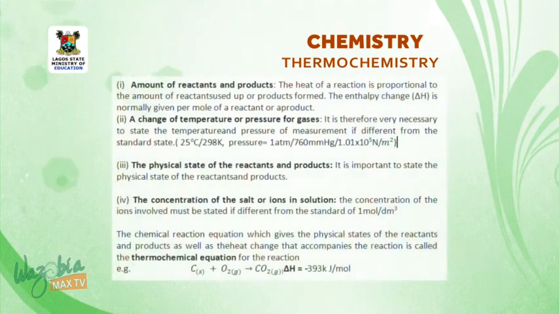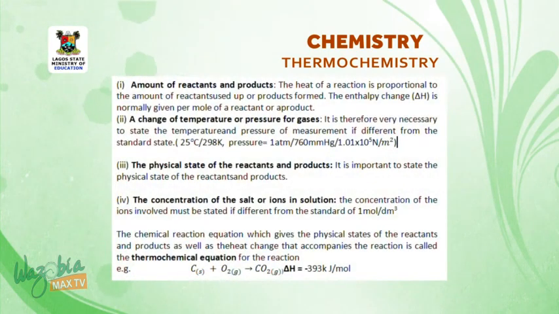1. Amount of reactants and product. Here, the heat of a reaction is proportional to the amount of reactants used up or products formed. The enthalpy change is normally given per mole of a reactant or a product. 2. A change in temperature or pressure for gases. It is therefore very necessary to state the temperature and pressure of measurement if different from the standard state. 3. The physical state of the reactants and product.